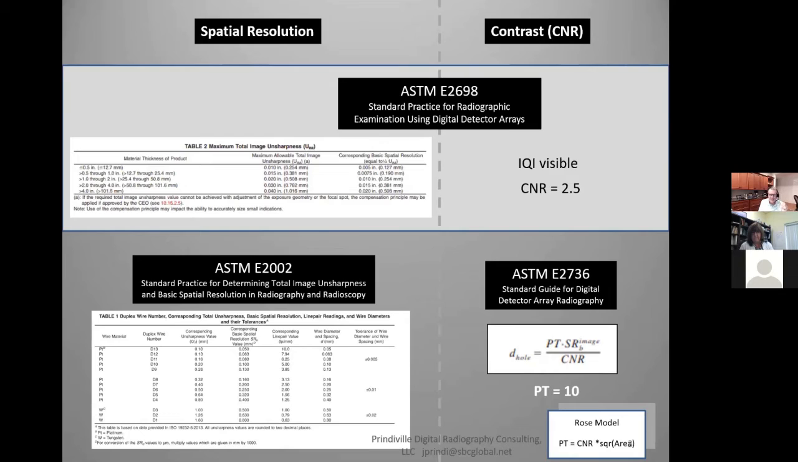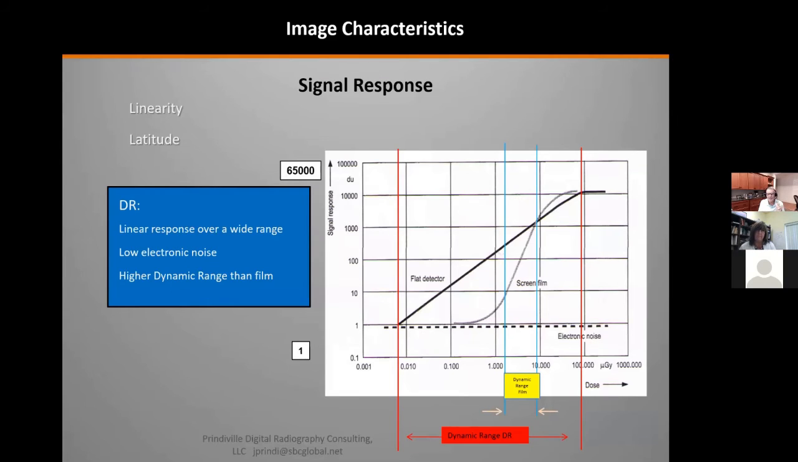If I want to be able to see something, the contrast to noise needs to be very high for small items. It doesn't need to be as high for large items because the square root of the area goes up. So that's a very significant point to remember.